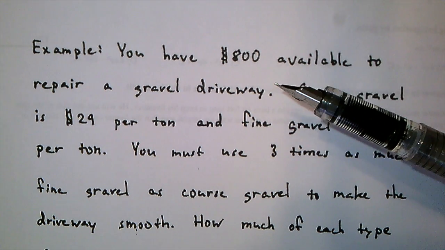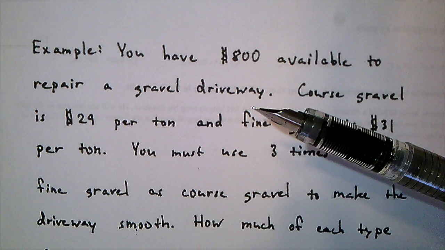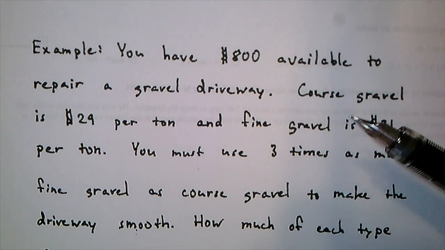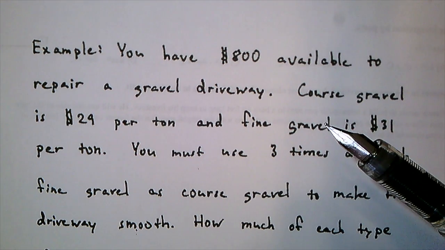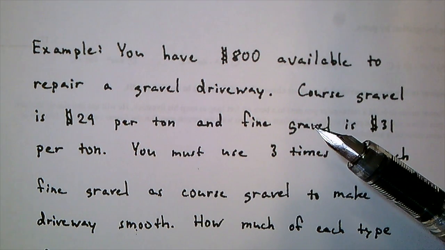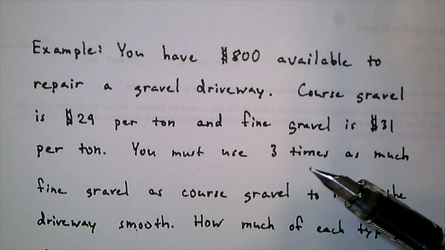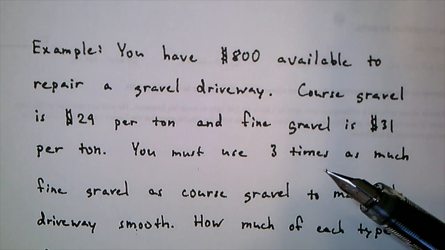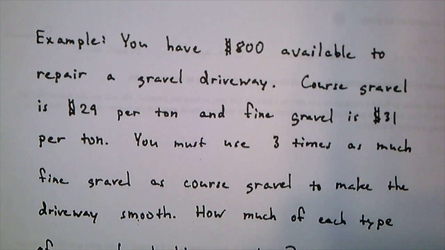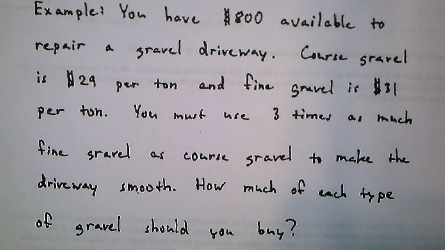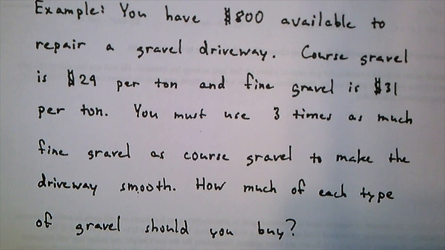You have $800 available to repair a gravel driveway. Coarse gravel costs $29 per ton, and fine gravel costs $31 per ton. You must have 3 times as much fine gravel as coarse gravel to make the driveway smooth, so that you can actually drive on it. Now here's the question: how much of each type of gravel should you buy?